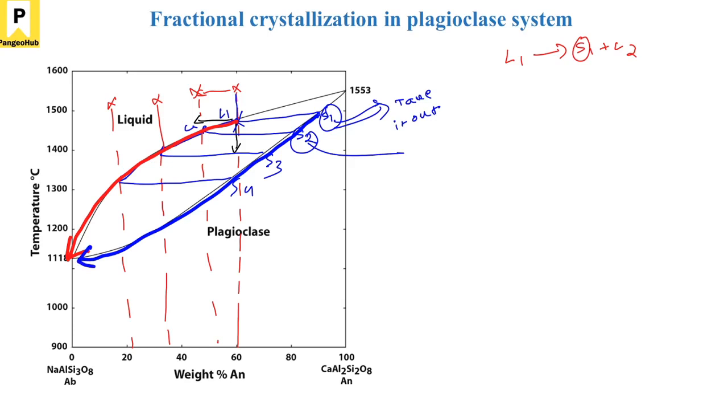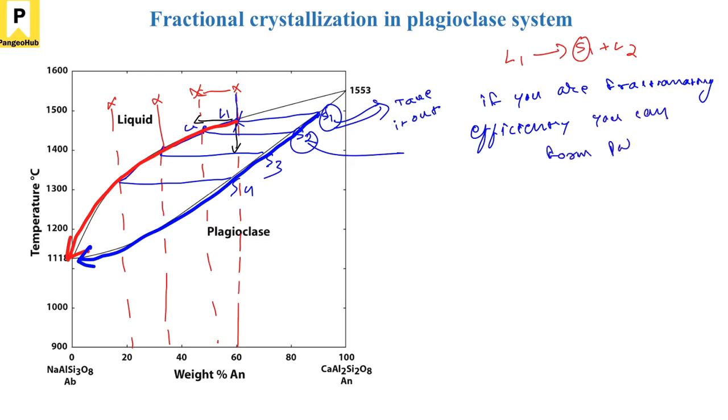So you see, if you are fractionating efficiently, you can form pure albite from a given bulk, because the bulk composition is slowly changing.